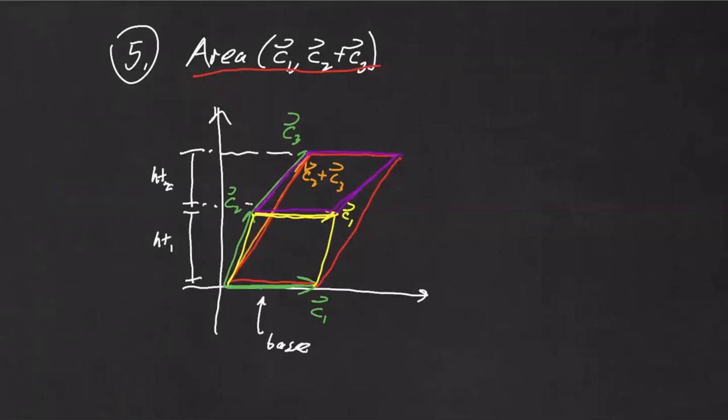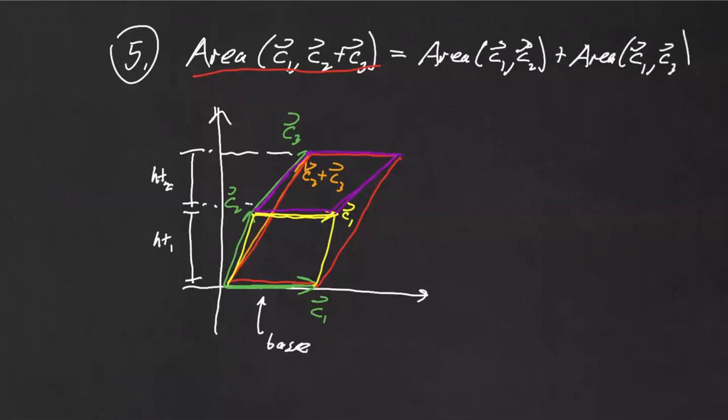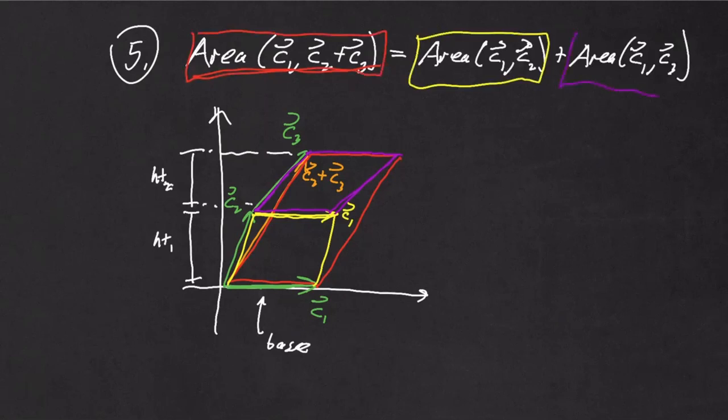And so the area of the red parallelogram equals the area of the yellow parallelogram plus the area of the purple parallelogram. But like I just said, the area of the yellow parallelogram is the area formed by C1 and C2, and the area of the purple parallelogram is the area formed by C1 and C3. Let me just get the color scheme correct here. This one was red, this one was yellow, this one was purple. And so that is a true statement.